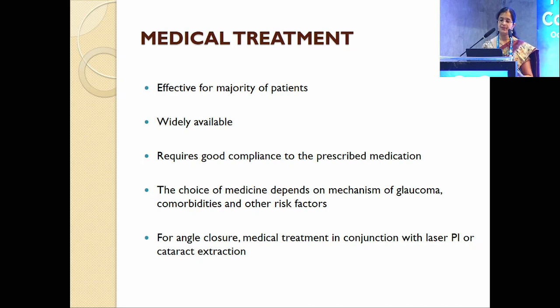Medical treatment is very effective in the majority of patients, and it is widely available. We have an armamentarium of anti-glaucoma medications which are quite effective and patient-friendly nowadays. The only thing we have to remember is it requires good compliance from the side of the patient and his family. And the choice of medicine, as I told you, depends on the mechanism of glaucoma, comorbidities, and risk factors. When I see a patient with angle closure glaucoma, I do an ALPI, ICMTC2, and then treat along the lines of primary open angle glaucoma itself.